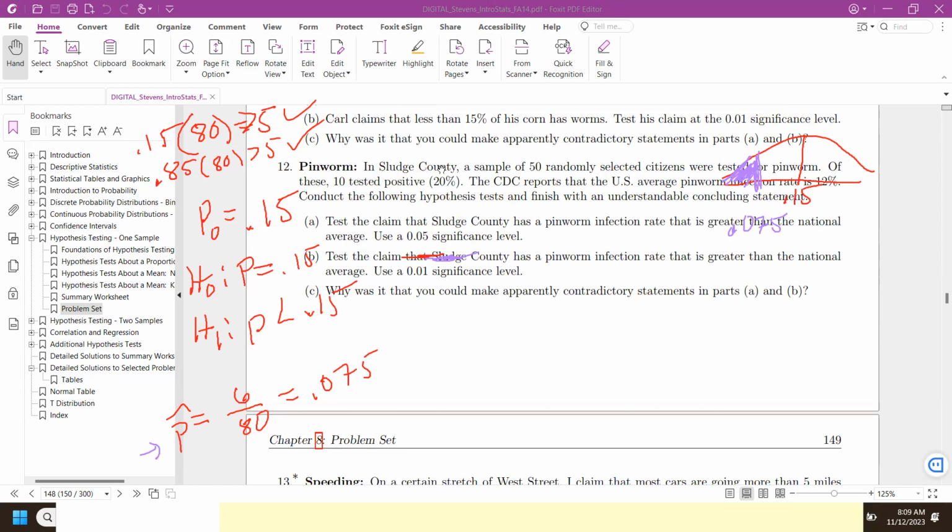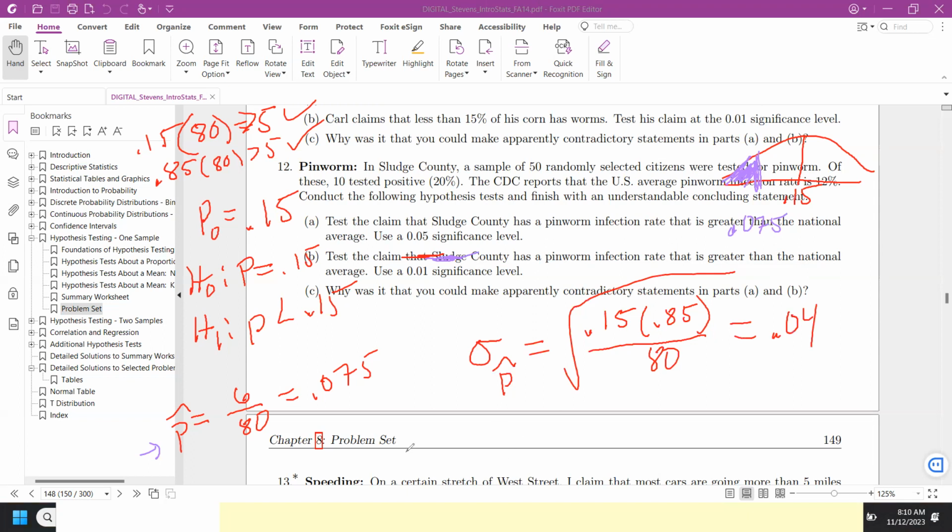To get the standard deviation for all these p-hats, the pile of p-hats, it's going to be 0.15, the population mean, the number we're using in hypothesis tests, times 1 minus that, over the size of your samples, which is 80, and I'll take the square root. So 0.15 times 0.85 divided by 80, and then the square root of that. I'm getting 0.04 when you round. So that's my standard deviation.